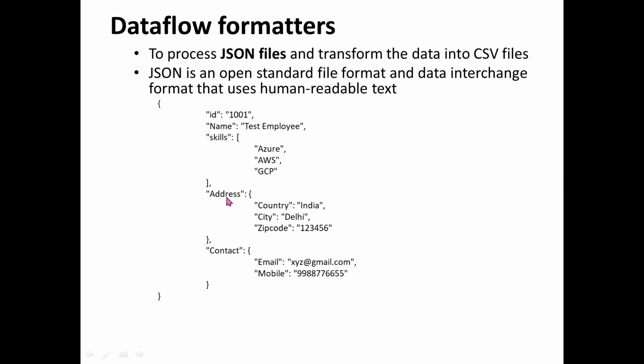Similarly, address opens another set of curly braces. Address itself is an object, and contact itself is another object. So you can have multiple nested objects within this file, and the file format is something like you can see. Finally you close with the closing brace, and you close the object. Got it?